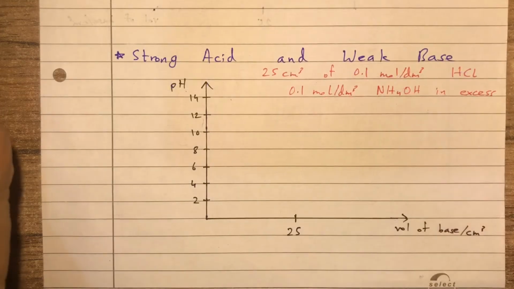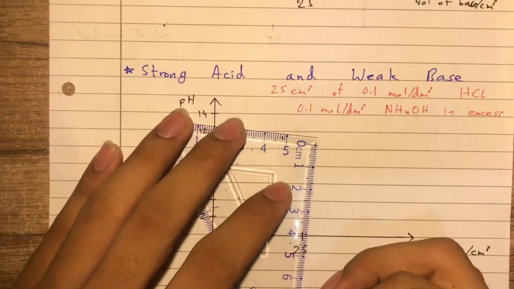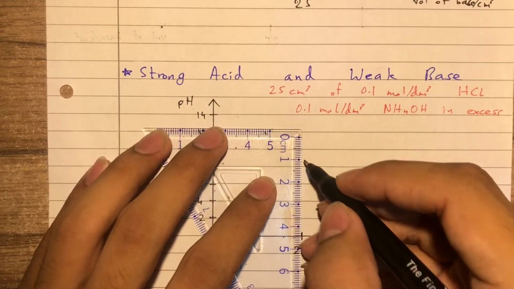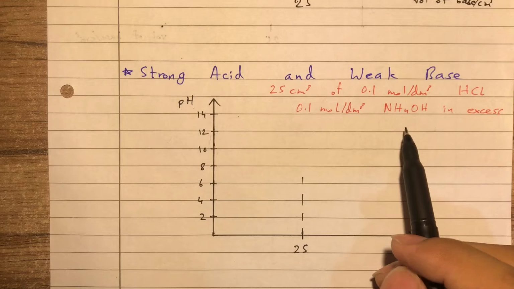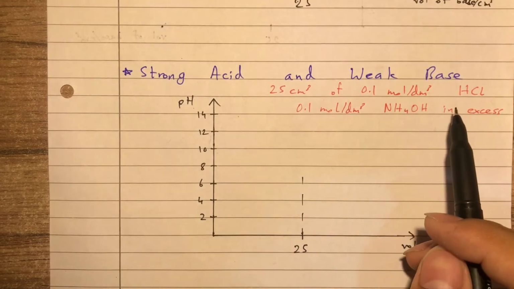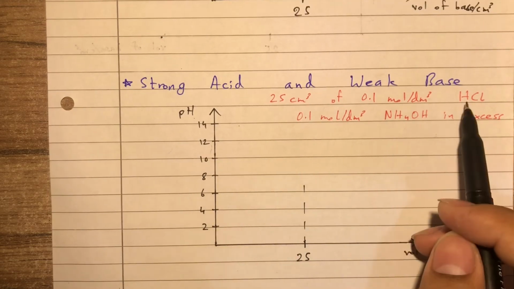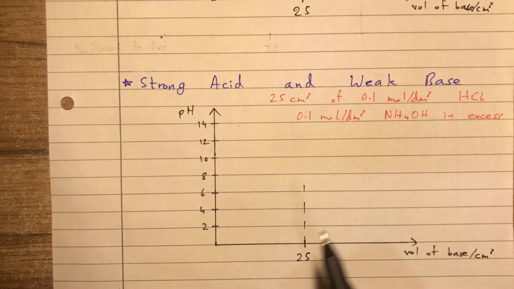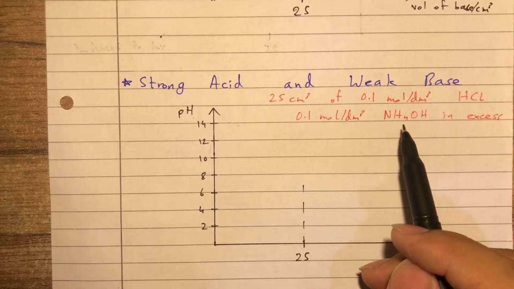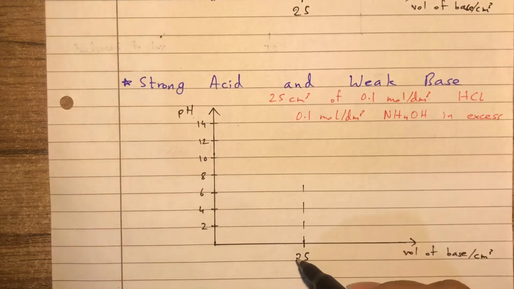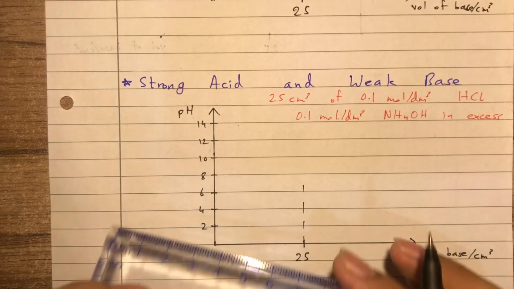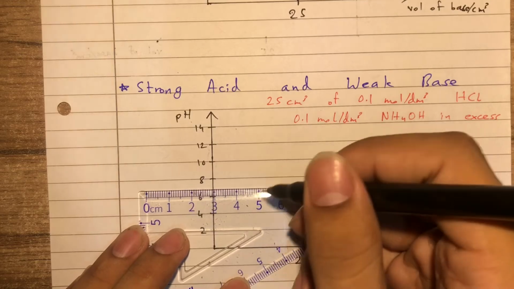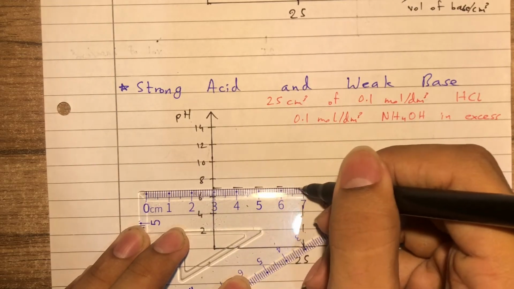This is the strong acid and weak base. Again over here there is HCl and ammonium hydroxide. The molar ratio again is 1:1. Right, so we'll need 25 cm cube of ammonium hydroxide to neutralize the HCl completely. So the end point will again be on 25 cm cube. This is pH 7.